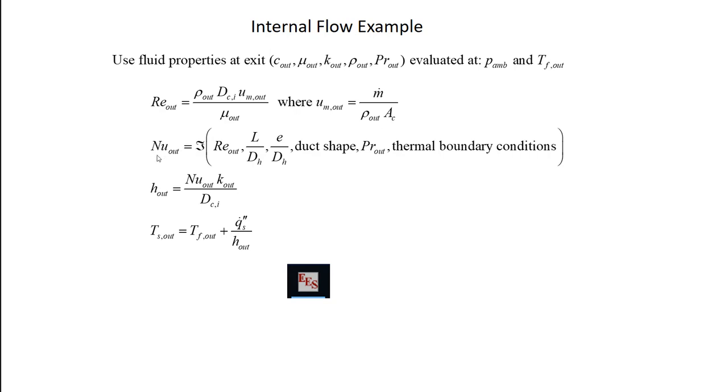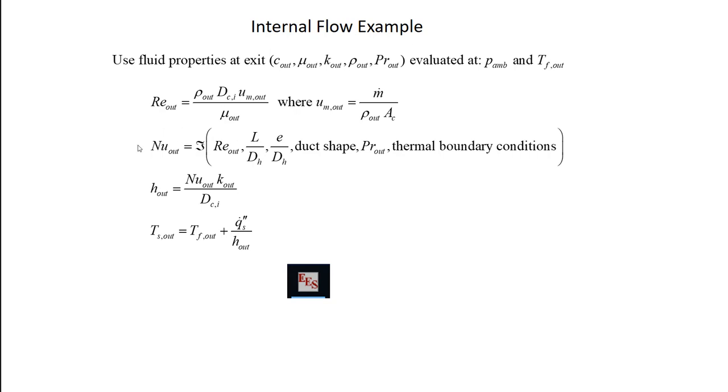I'm going to use the correlation for local Nusselt number, right? So this is my local Nusselt number. It's a function of the Reynolds number, which I just calculated, and X over D, so I want it at the outlet, so that'll be L. This is my roughness. My duct shape is round. The Prandtl number is a property. The thermal boundary conditions for this problem are pretty obvious, right? The thermal boundary conditions are constant heat flux.